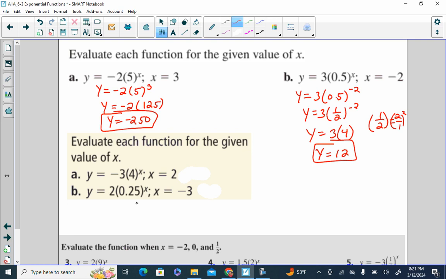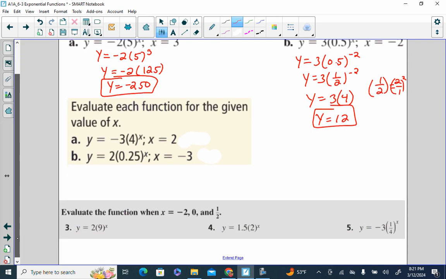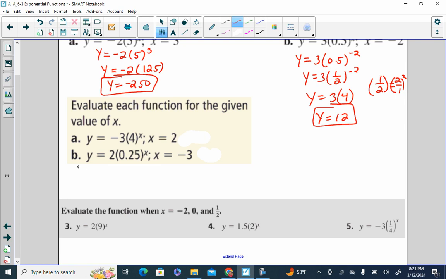So if I take a look at examples A and B here, we'll do example A. This is going to be y is equal to negative 3 times 4 to the second power. We do the exponent first. 4 squared is 16. So y is going to be equal to negative 3 times 16. 16 times 3 is 48. Negative times positive is negative. So y is going to be equal to negative 48.